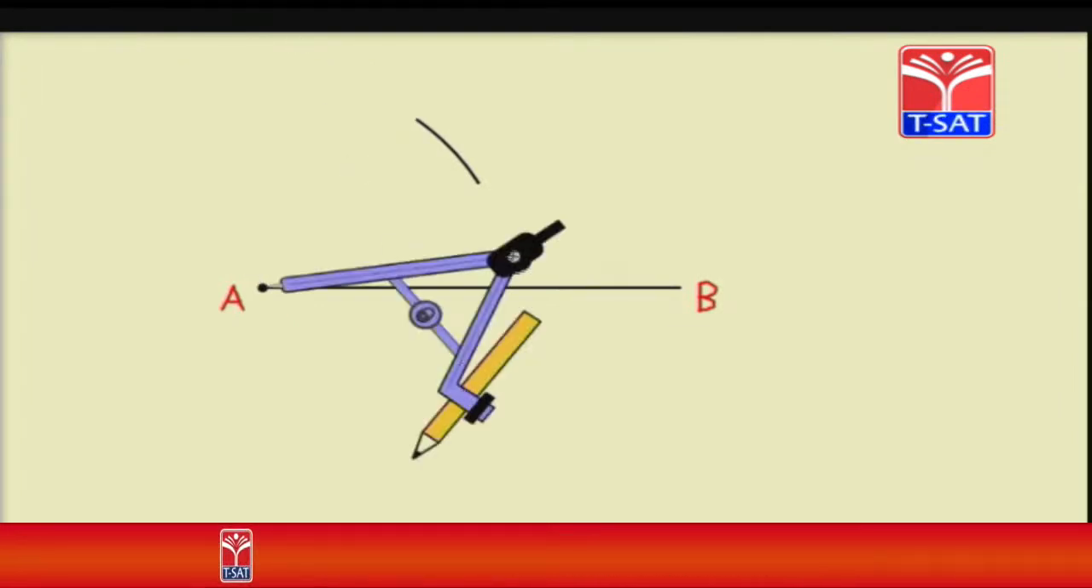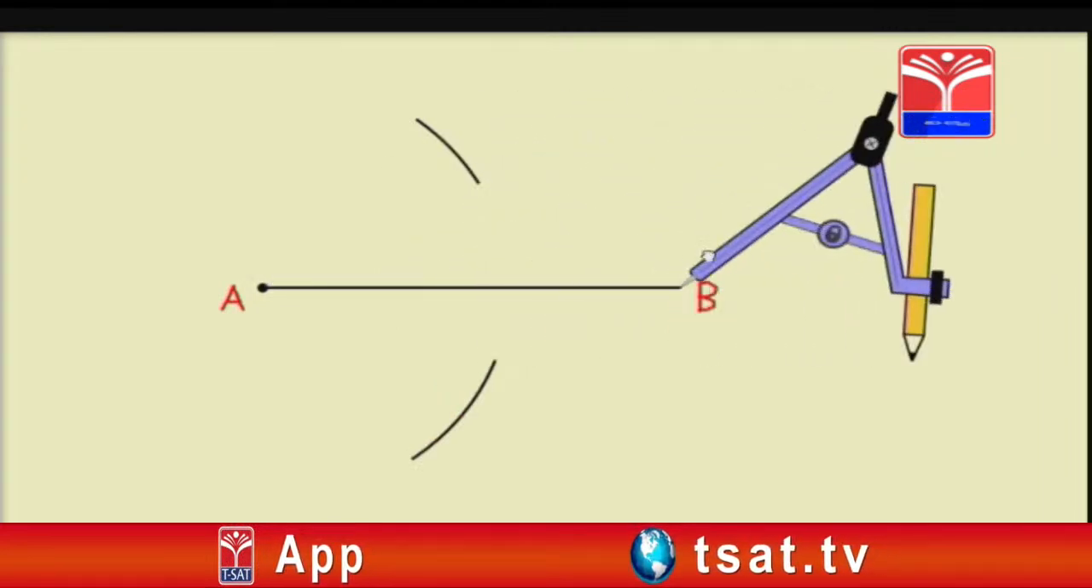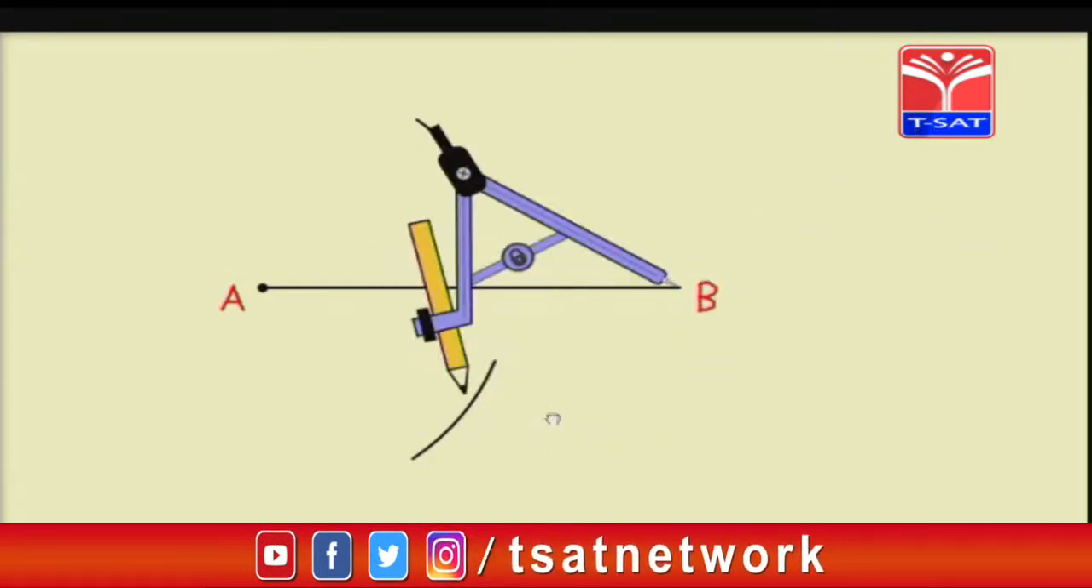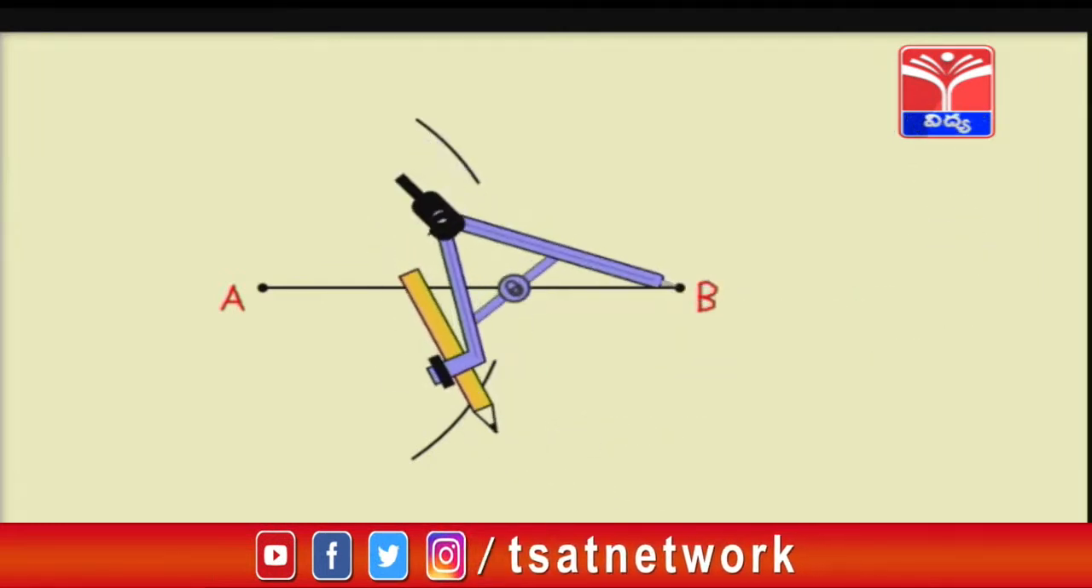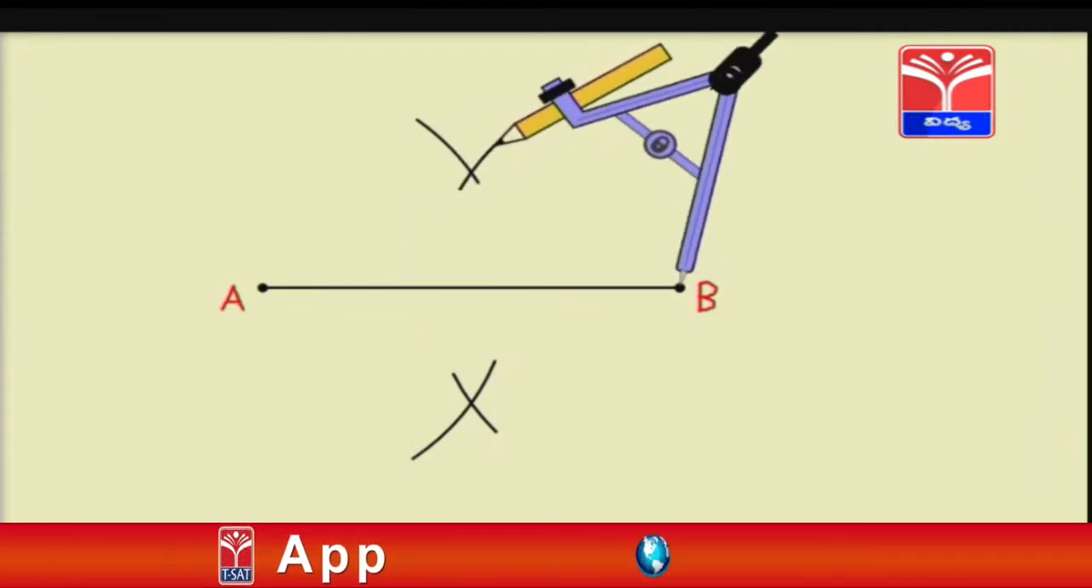Again, with the same center A, draw another arc on the other side of the line segment AB. Now, place the compass at point B, that is the pointed end, and without disturbing the compass, that is the same radius, we are going to draw two more arcs. Now, I will draw one arc here, it is intersecting the previous arc, and draw one more arc such that it will intersect the other arc also.